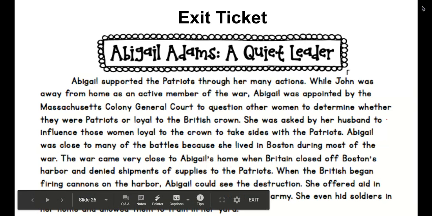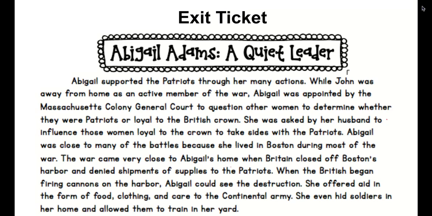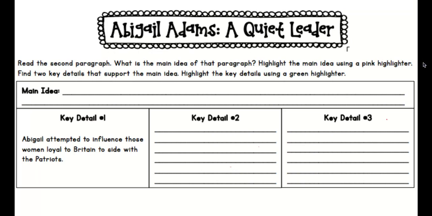Here is our exit ticket. It is another text about women and how they were fighting and helping with the war. This one's about Abigail Adams, called A Quiet Leader. I want you to read the text to yourself, and then I want you to answer the following question. It says, read the second paragraph. What is the main idea of that paragraph? Highlight the main idea using a pink highlighter. If you don't have a highlighter, you can underline it or simply use your finger.